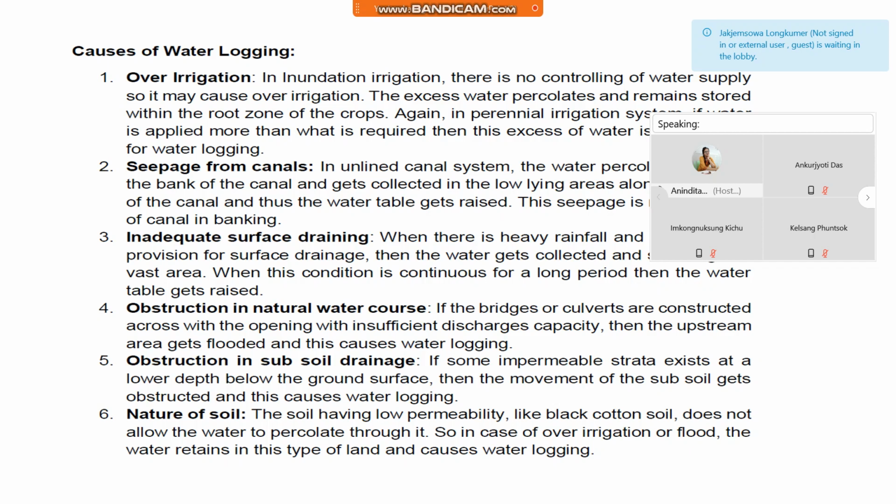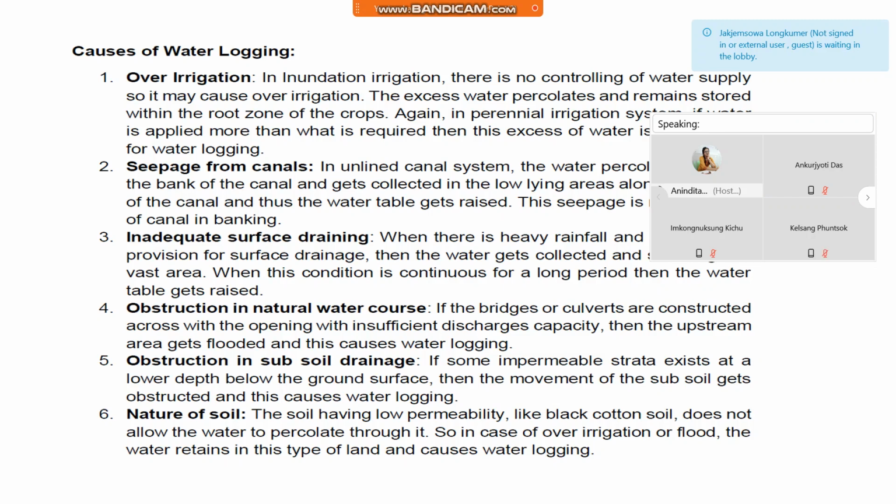Number 4, obstruction in natural water course. If the bridges or culverts are constructed across with the opening with insufficient discharge capacity, then the upstream area gets flooded and this causes waterlogging. Number 5, obstruction in subsoil drainage. If some impermeable strata exists at a lower depth below the ground surface, then the movement of the subsoil water gets obstructed and this causes waterlogging.